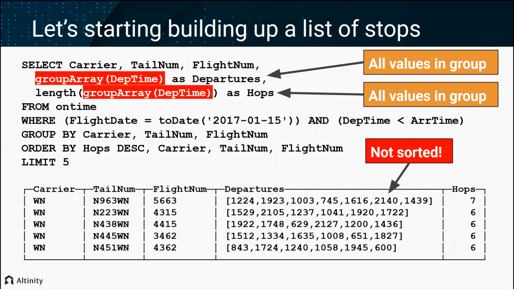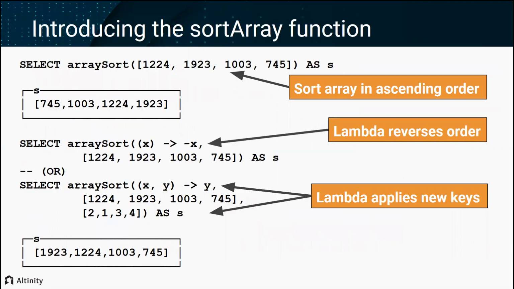Now, this is not super useful for actually understanding the itinerary, because first of all, these departure times aren't sorted. The other thing is we can't see where we went. So we're going to have to extend that to sort them and add more data so that we have something meaningful to look at. What I'd like to do now is introduce another very useful array function, which is called arraySort, I got it backwards, a little typo there.